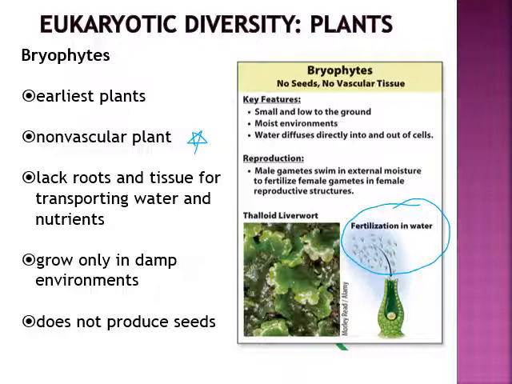So they've got to be able to fertilize female gametes within the female reproductive structures, but again, it's got to be within the water. So the water diffuses directly into and out of the cells of these kind of plants, and again, they're usually pretty low to the ground, if not on the actual ground. So bryophytes, earliest plants, no seeds, no vascular tissue.